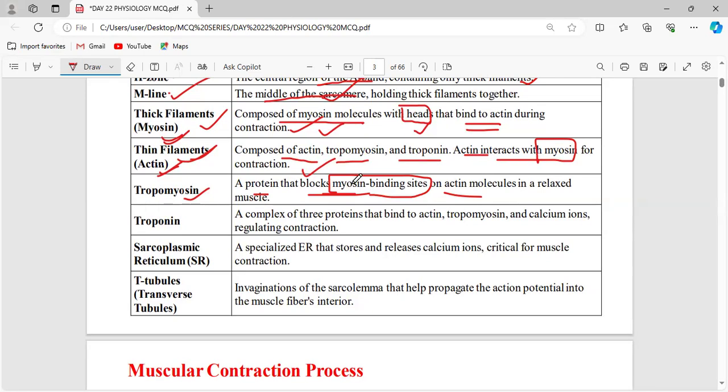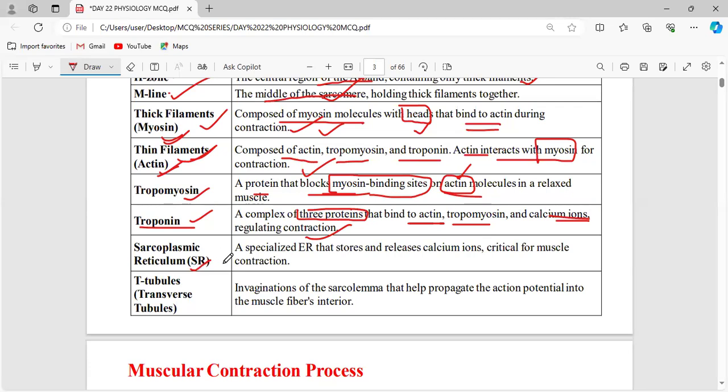Why? Because when the myosin binds on the actin molecules, the muscle is in the contraction state. Now, what is troponin? A complex of 3 proteins that bind to the actin, tropomyosin and calcium ions, regulating the contraction. So troponin is also a protein involved in the process of contraction.